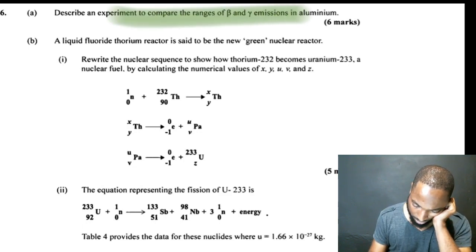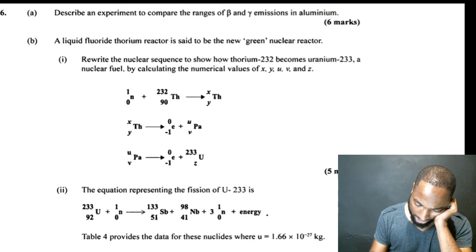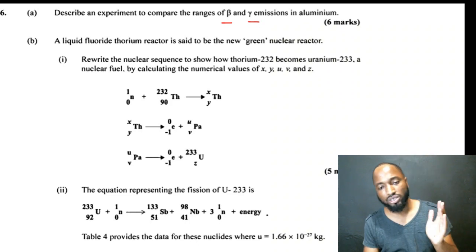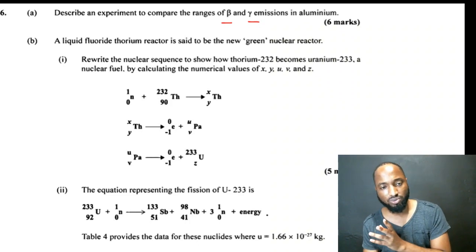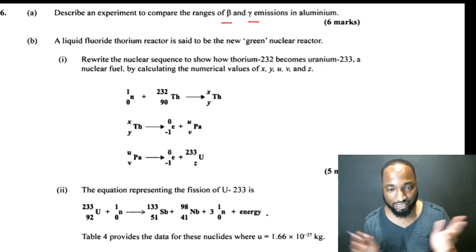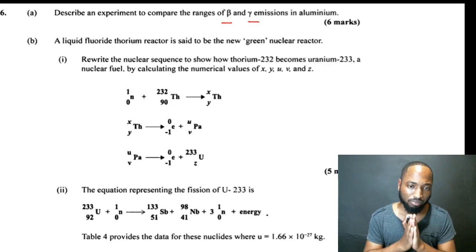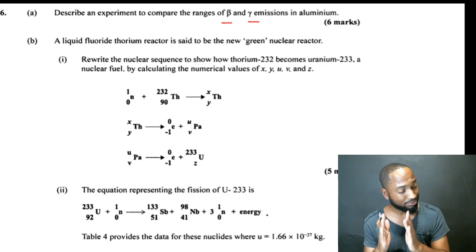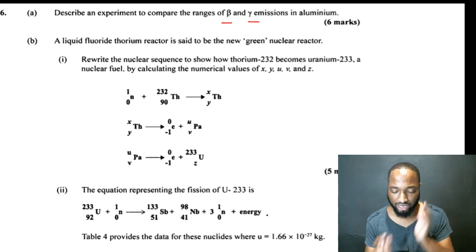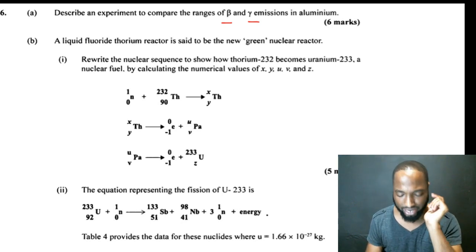Describe an experiment to compare the ranges of beta and gamma radiation. So this is beta and gamma emissions. I'm not going to talk about that; that's straight from your textbook. Gamma could go through nearly anything, while beta is stopped by sheets of paper and gamma by a certain thickness of lead.